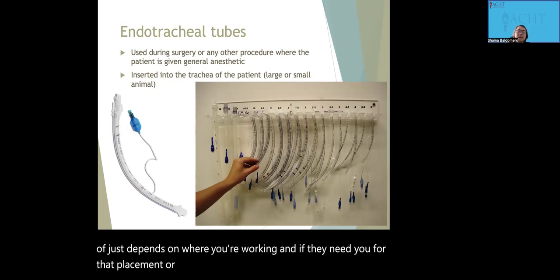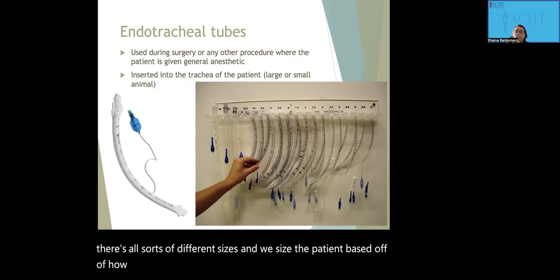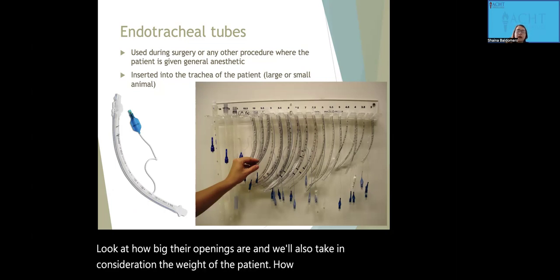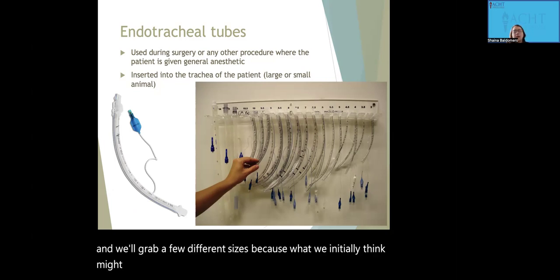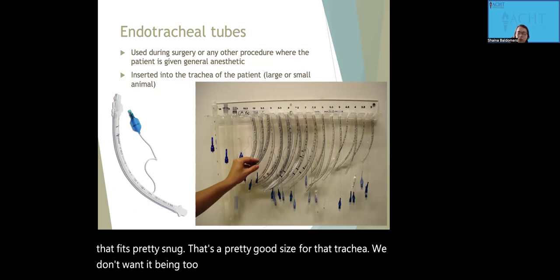Now, we have smaller to larger tubes. There's all sorts of different sizes, and we size the patient based off of how big their nasal nares are. So we'll look at how big their openings are, and we'll also take into consideration the weight of the patient. How large is that patient? And we'll grab a few different sizes because what we initially think might work might not be the one that works. We want one that fits pretty snug, that's a pretty good size for that trachea. We don't want it being too small or too large.